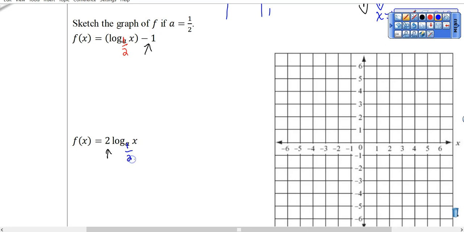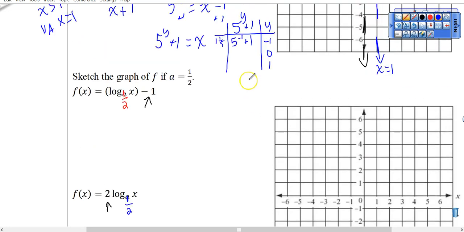The conversions of these are a little bit more annoying. These are both outside the x, so they're not horizontal actions, they're vertical, right? There you have a vertical shift down 1. There you have a vertical stretch times 2, right?